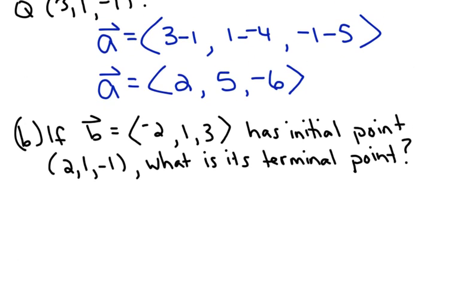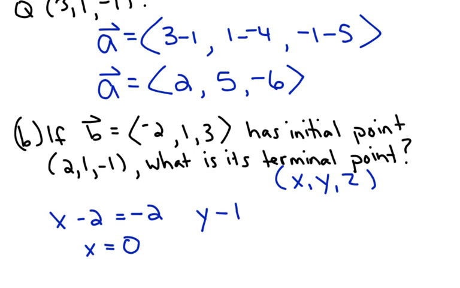What if instead I tell you what the vector is, and I tell you the initial point, but I want to find the terminal point? Well, if you think about the terminal point as being x, y, z, and you know that you have to subtract terminal minus initial, and that's going to equal the x component of the vector, we can find out that x is going to be 0.